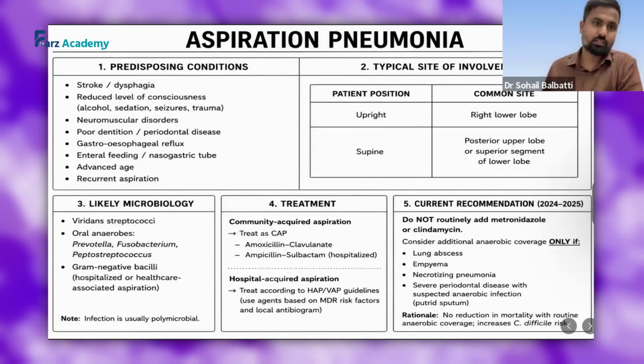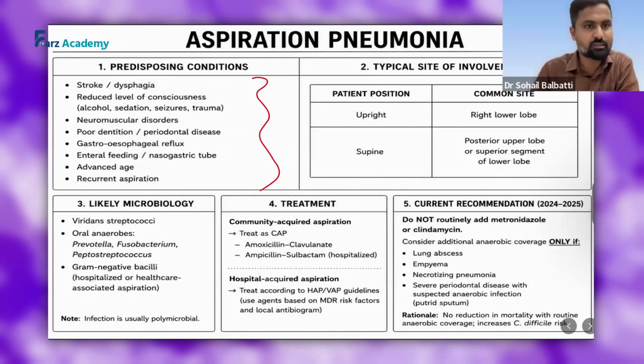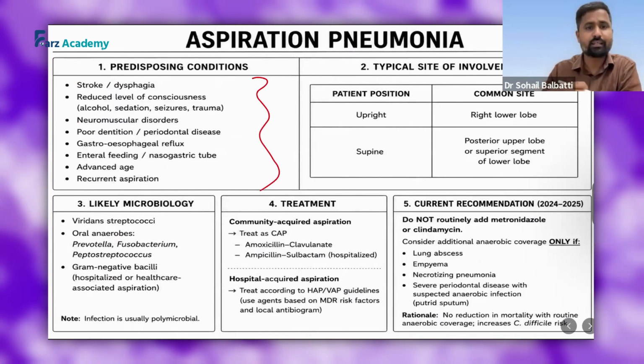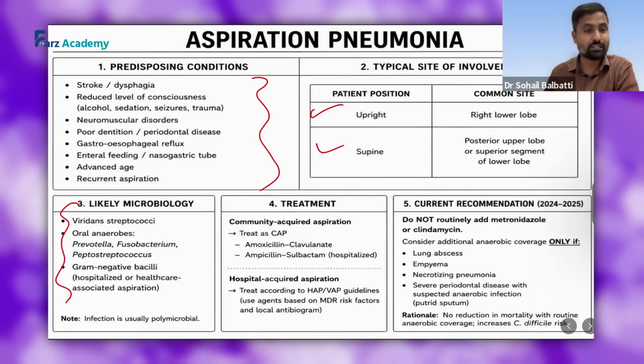So coming to aspiration pneumonia, yes, this is also a kind of pneumonia which we do see in day-to-day practice. And these are certain predisposing conditions. It won't occur in almost all patients, especially patients with stroke, dysphagia, or reduced level of consciousness, who don't have a proper swallowing reflex. In those patients, we are going to see aspiration pneumonia. These are the patient positions, and the common organisms are anaerobes.